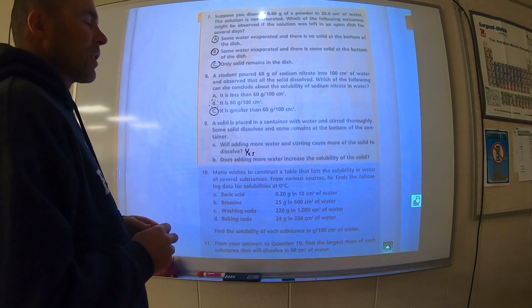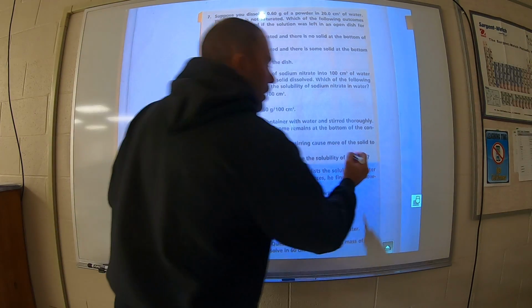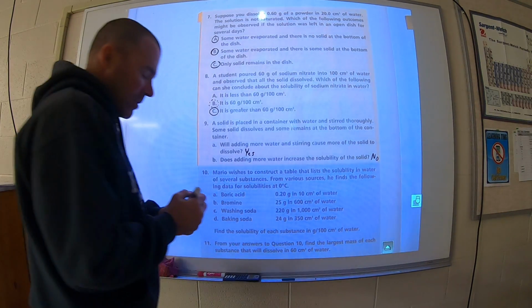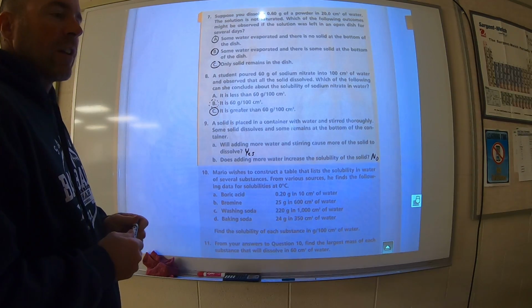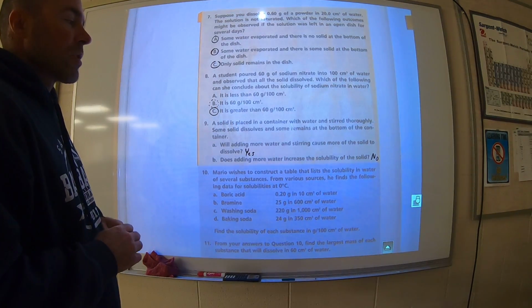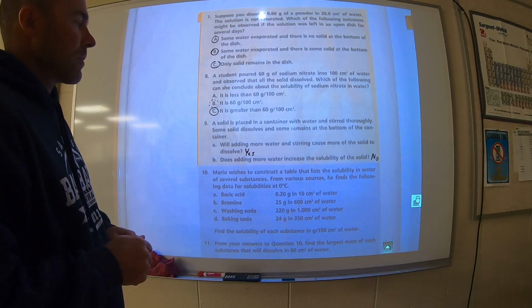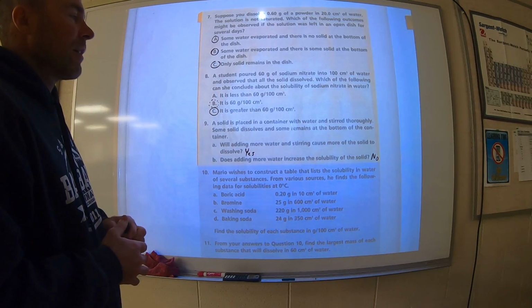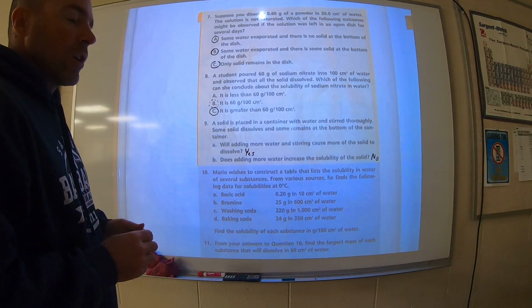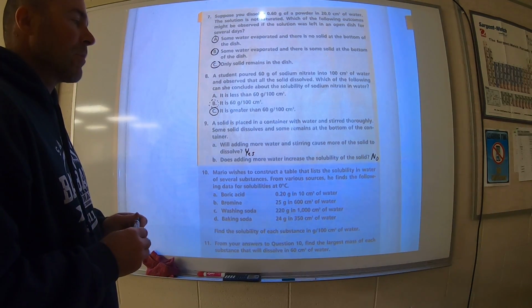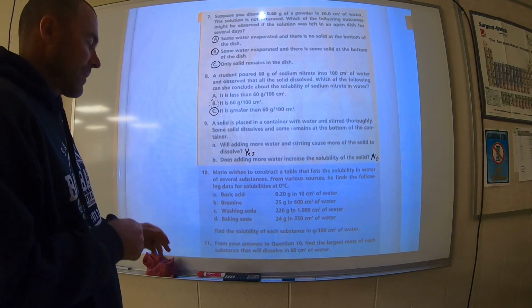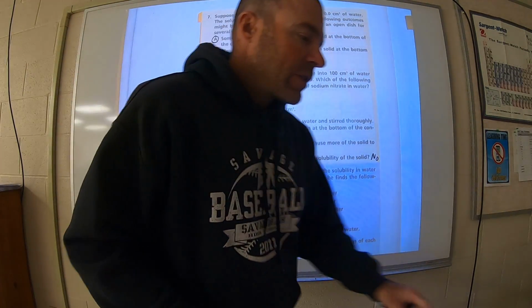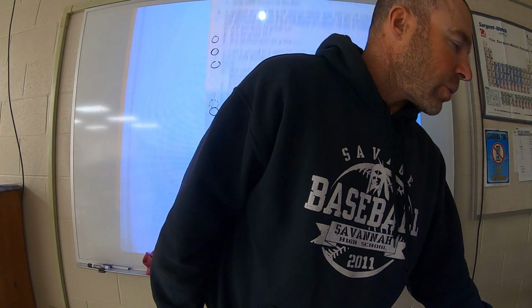Does adding more water increase the solubility of the solid? No. Solubility is a characteristic property. It's like density. It is what it is. The solubility of salt in water at room temperature is about 35 grams per 100 cubic centimeters. It does not matter how much solid you have or how much water you have. The maximum you can dissolve is 35 grams in 100 cubic centimeters. Number 10, I'm going to move this up so we can see 10, 11, and 12.